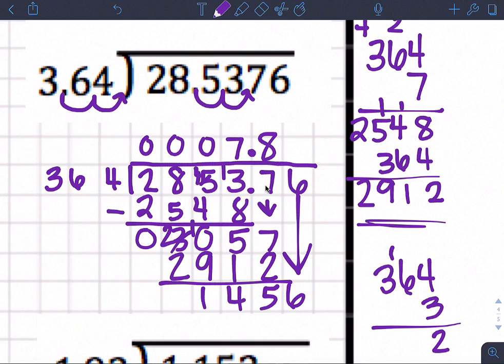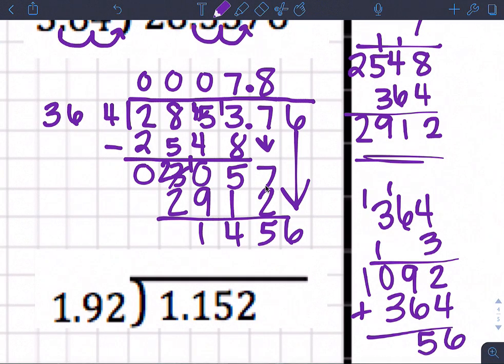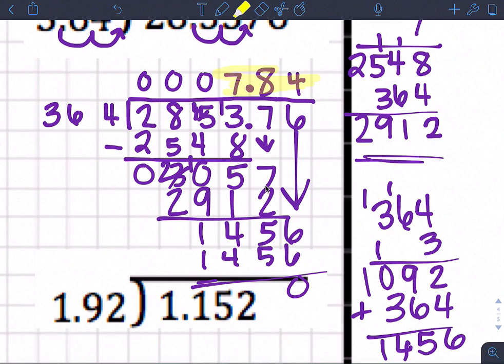3 times 6 is 18, plus 1 is 19. 3 times 3 is 9, plus 1 is 10. So that's 1,092. I think I can get another 364 in there. Let's try. Yes. So I guessed 3, I was 1 off, so it is 4, and that was 1,456 exactly. I subtract and I get 0. So I am left with that 7 and 84 hundredths.